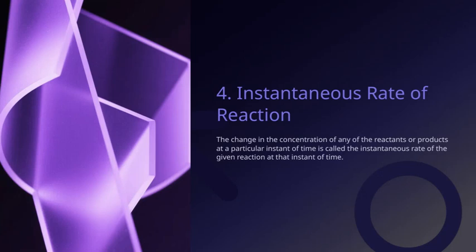Now, let's talk about the change in concentration of reactants or products at a specific moment in time. This is what we call the instantaneous rate of a reaction. Essentially, it tells us how quickly the concentration is changing exactly at that very instant. Unlike average rate, which looks at the change over a period, the instantaneous rate zooms in on a single point in time. This concept is crucial because reactions are constantly evolving, and understanding the rate at a specific moment helps us grasp the reaction's dynamics more precisely.